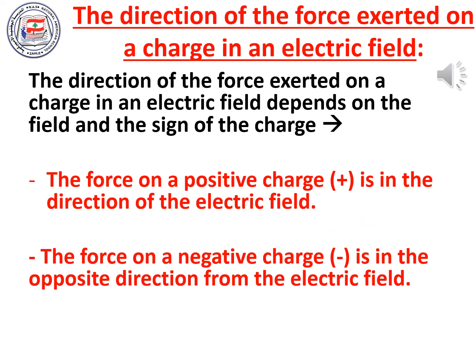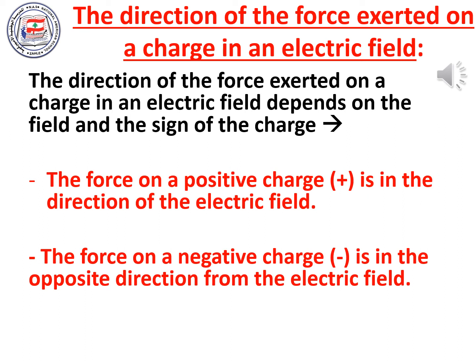The direction of the force exerted on a charge in an electric field. So the direction of the force exerted on a charge in an electric field depends on the field and the sign of the charge. So whenever we put a charge in an electric field, the force acting on this charge depends on two things. It depends on the direction of the electric field and the sign of the charge. If the charge is positive, then the force acting on this charge is in the same direction as the electric field. But if the charge is negative, then the force acting on this charge is in the opposite direction of the electric field.